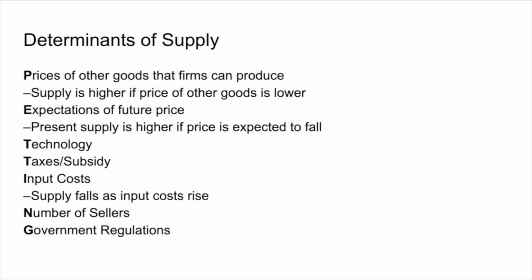Expectations of future price: present supply is higher if price is expected to fall because firms want to sell it now before the price falls. Technology: if there's better technology, then firms can produce and supply more.